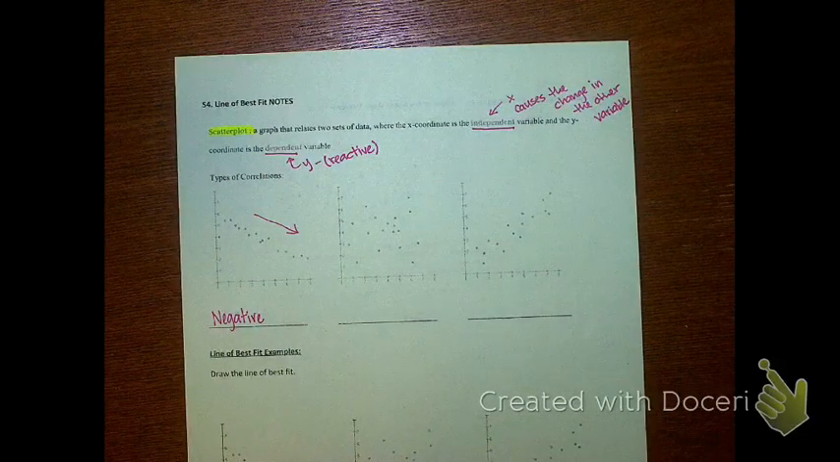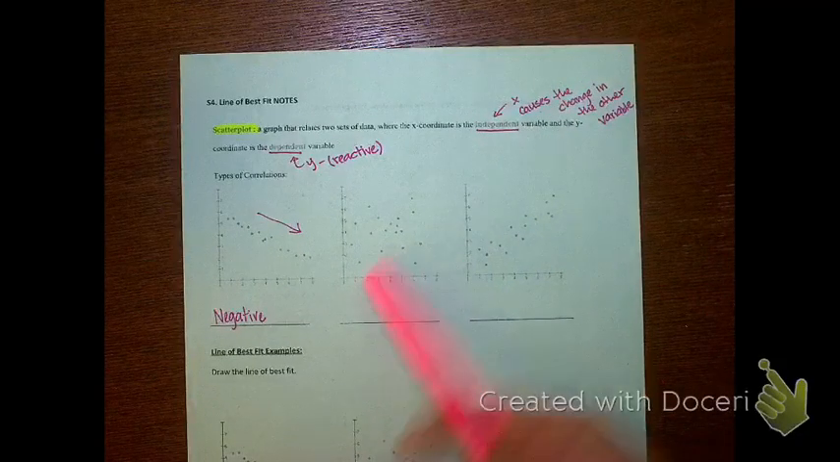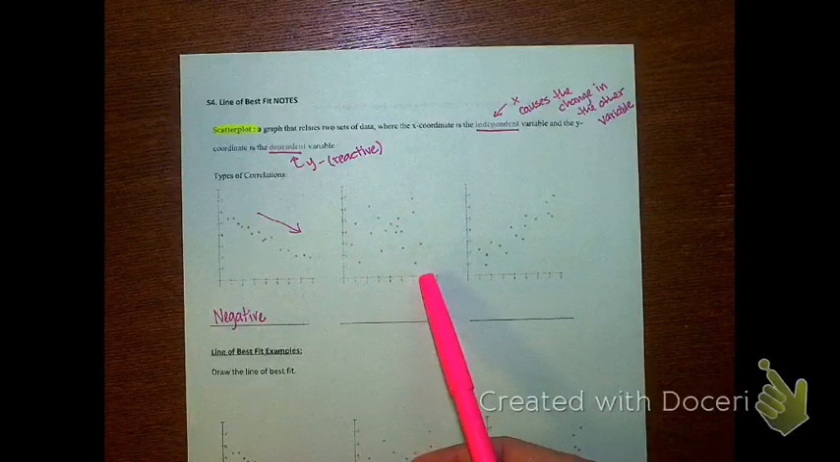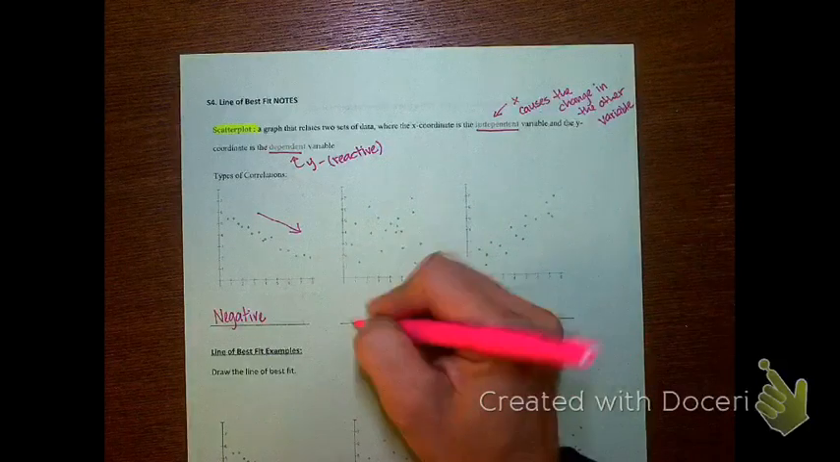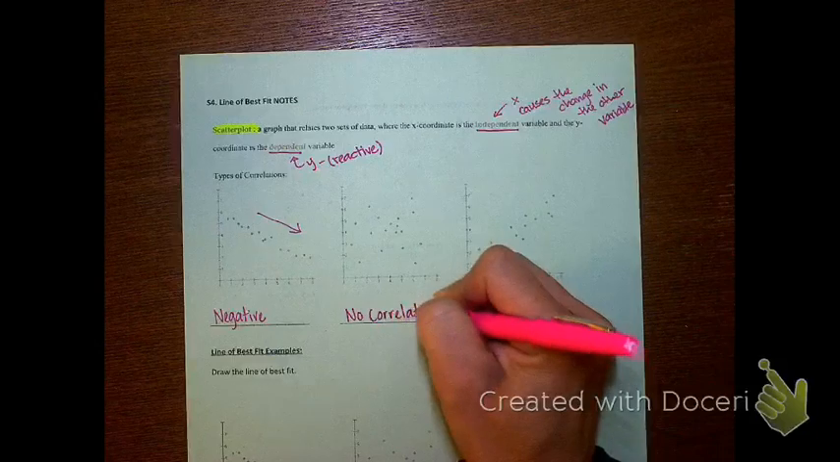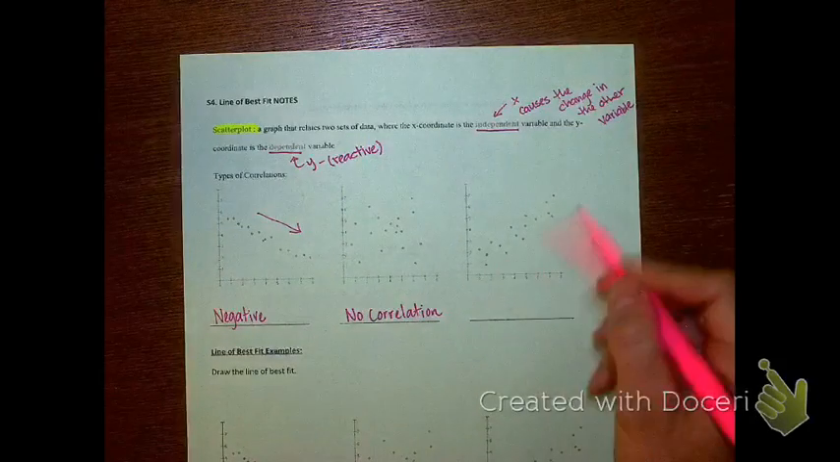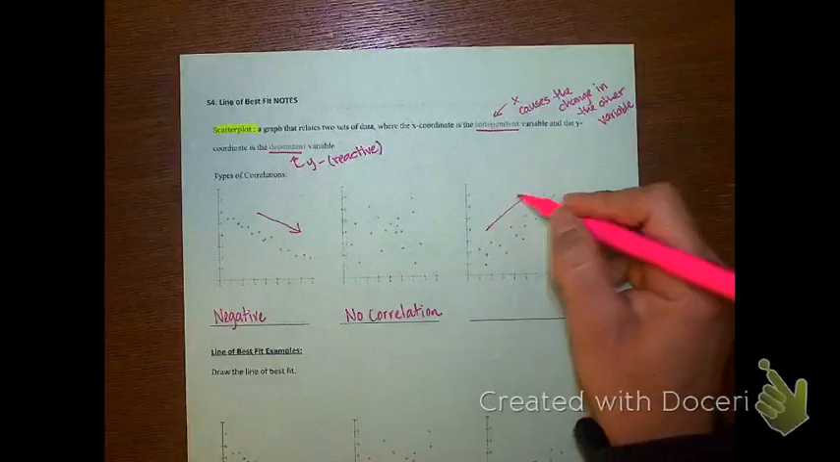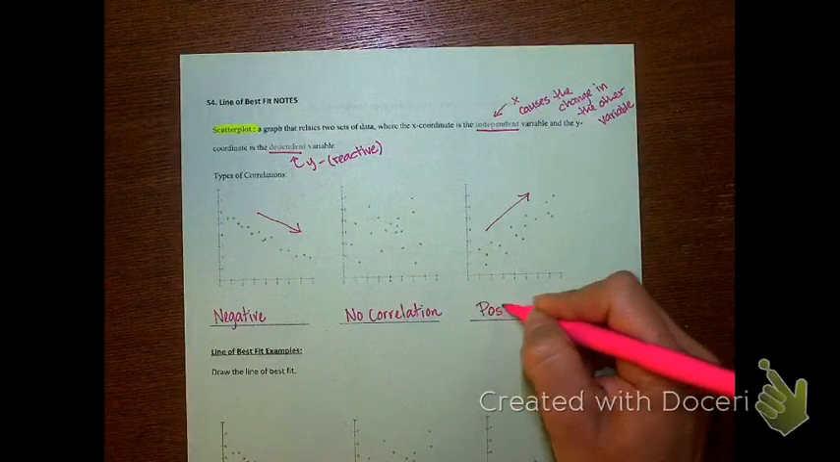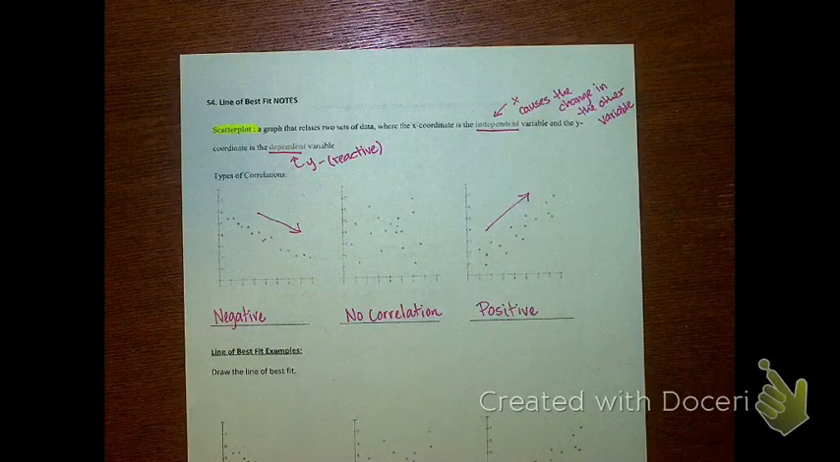Now, look at this data here. Is it going uphill or is it going downhill? Can you tell? No. This means that it has no correlation. It's neither going uphill or downhill. All right, now let's look at the last data set. What do you guys think? Uphill or downhill? Uphill, so that means it's positive, because we call an uphill slope positive, so we also call this correlation positive.